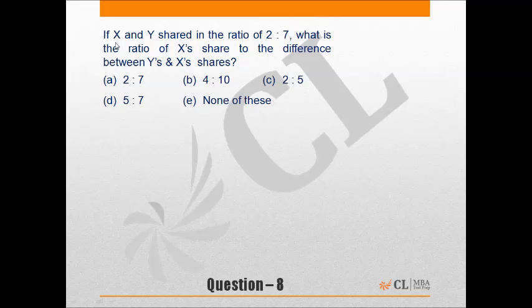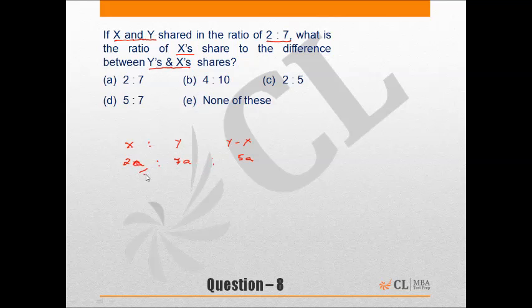Question number 8. If x and y is shared in the ratio of 2:7, what is the ratio between x's share and the difference between y's and x's shares? Again, the standard way is to say if x is to y is 2:7, assume the value of x to be 2a, and the value of y to be 7a. So the difference between y and x will be 5a. So this becomes 2:7 is to 5.